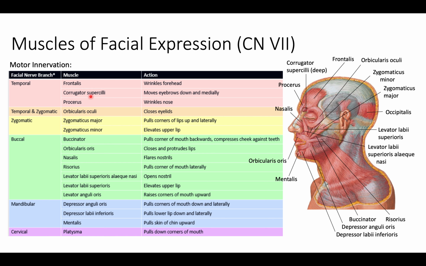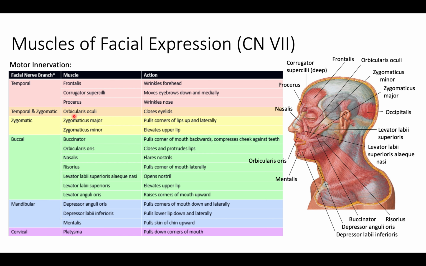Corrugator supercilii. So supercilii deals with the eye. So it's above the eye, so it's moving the eyebrows down immediately. So it's like the 11 shape if you're making wrinkles. Procerus is wrinkling that nose. So that one's a little bit hard, but some of these sound pretty similar.